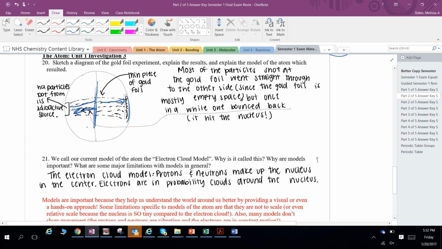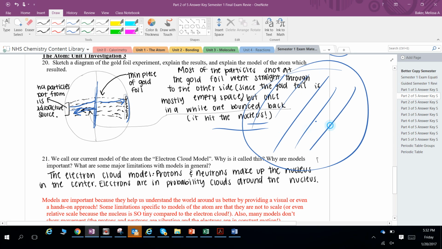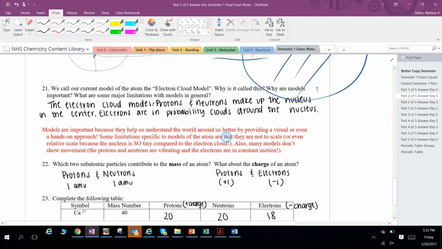So that was shocking to them, and it led them to the discovery that atoms have a nucleus and they're made of mostly empty space. So that's why you always see the nucleus is drawn as just a tiny dot, and then there's this huge electron cloud, which leads us into our current model. So we know protons and neutrons make up the nucleus of an atom, and electrons are in probability clouds around the nucleus. We don't know exactly where they are.